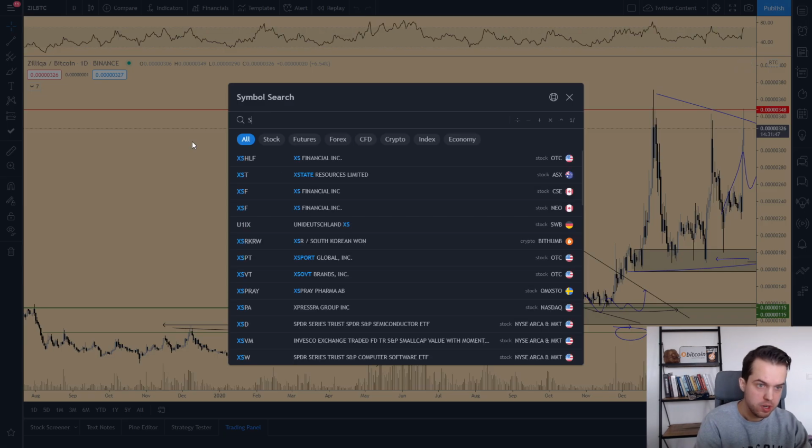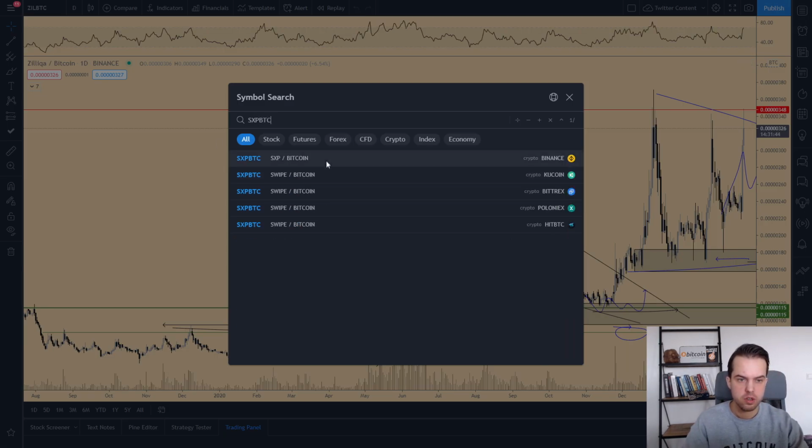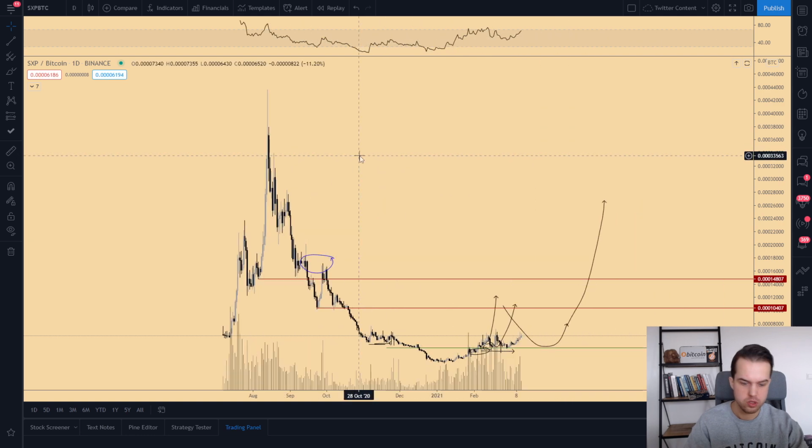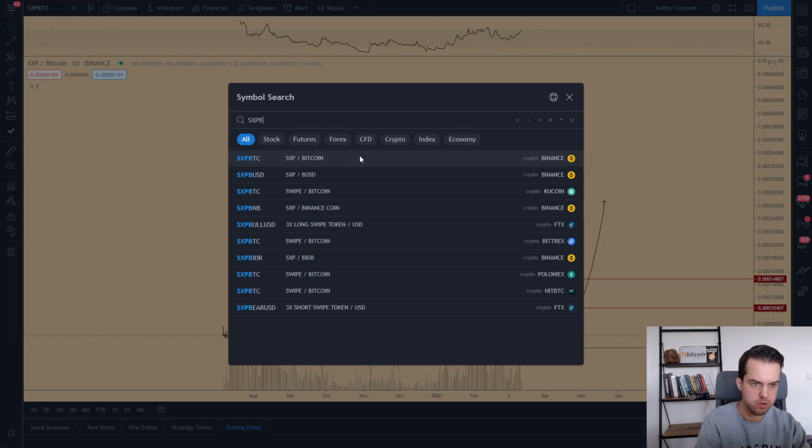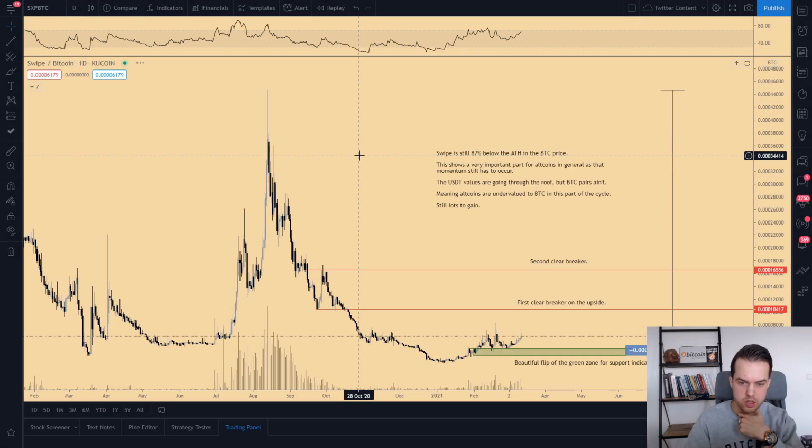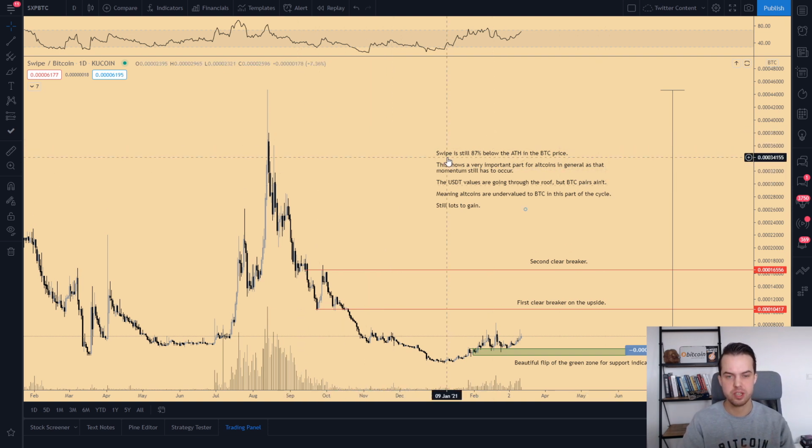Swipe. So what do we see here? Swipe is still 87% below the all-time high in the Bitcoin price. This shows a very important part for altcoins in general, which is that momentum still has to occur. The USDT values are going through the roof, but they are not interesting to watch unless you want to take entry points. The Bitcoin pairs are the ones to watch, as they generate you value against Bitcoin.